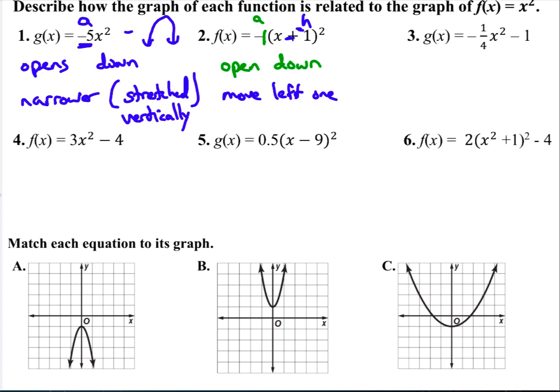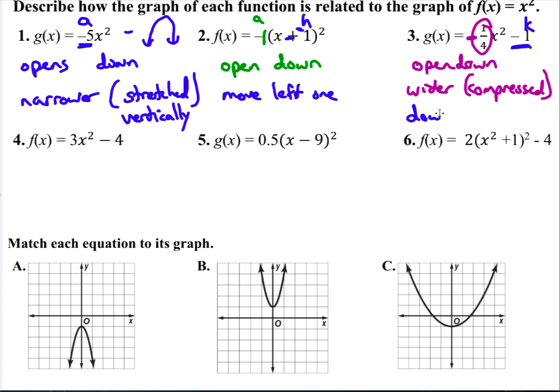So next one, I'm multiplying by a negative, so it's going to open down. I'm multiplying by a fraction, so it's going to be wider, or they call it compressed. And I'm subtracting 1 at the end. That's my k value. So that means it's down 1 unit.